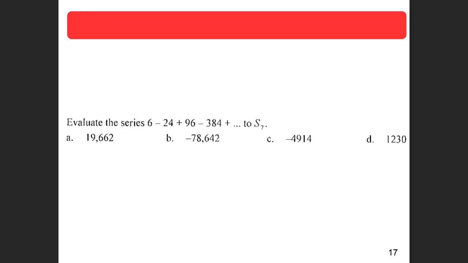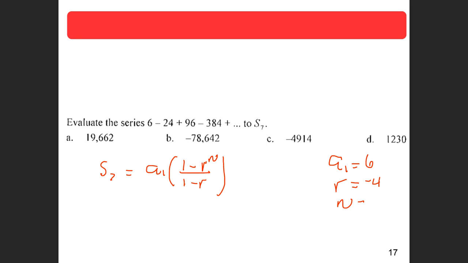All right. This time it's asking us for S of 7. That means it wants to know what the sum of the first 7 terms is going to be. Okay, so the sum formula. It's a sum of 7. So that is, I got to remember it, a sub 1, 1 minus r to the n over 1 minus r. So that is the sum. So I know I need the first term. So a sub 1 is equal to 6. r is equal to negative 4. And n is equal to 7.